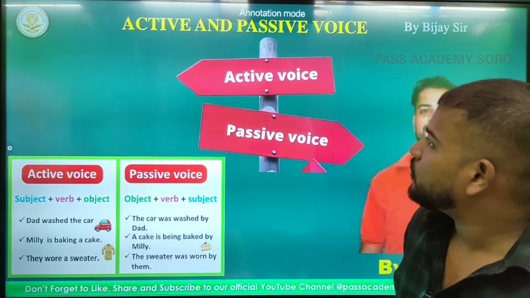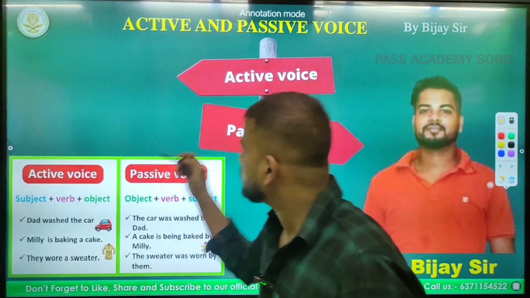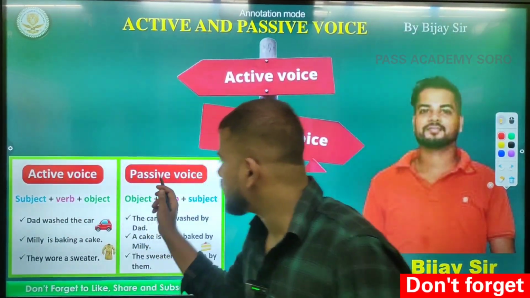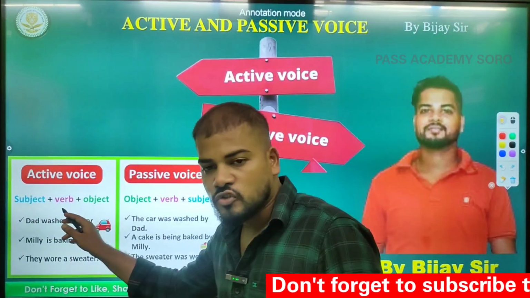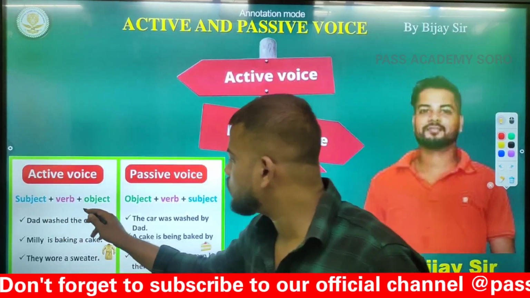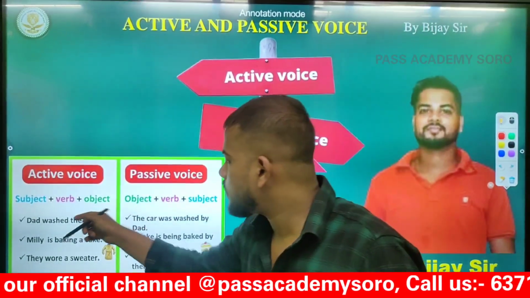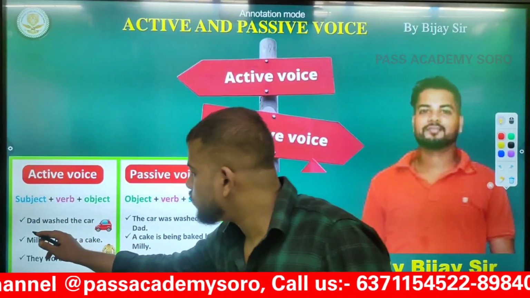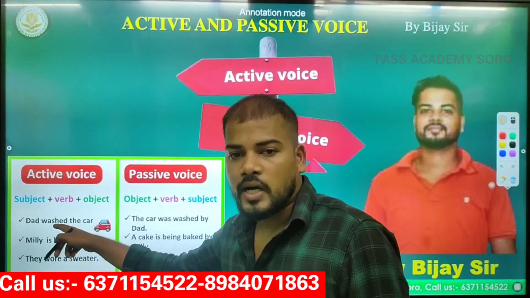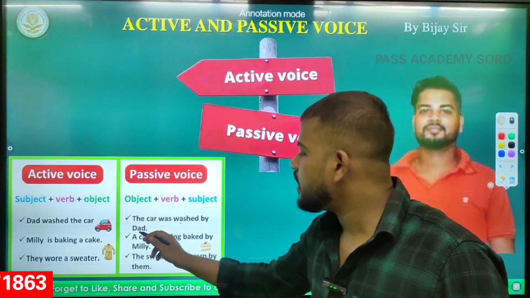Before we go to the main chapter, the main subject, let's come to the intro first. You can see the picture here, active voice and passive voice. Look at the sentence structure. In active voice, the structure is subject, verb, object, and in passive voice the object becomes the subject. Look at the example, dear students. Here, dad washed the car. It means it's simple past. So when we convert into passive voice, the car was washed by dad.